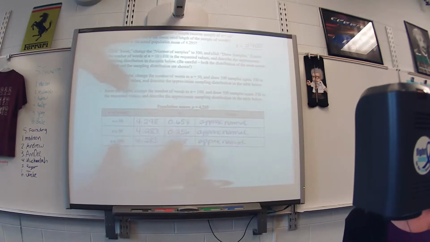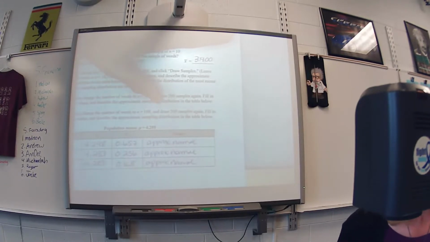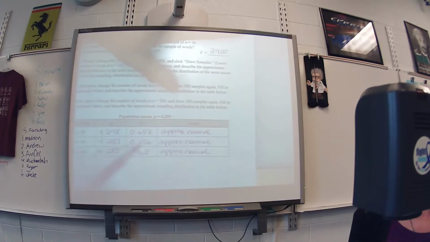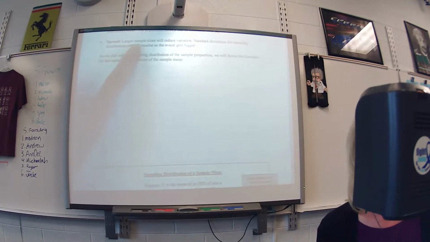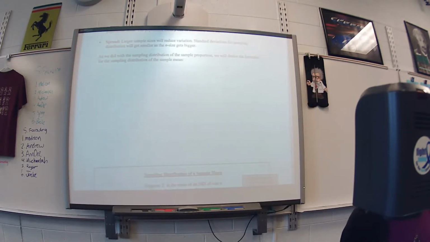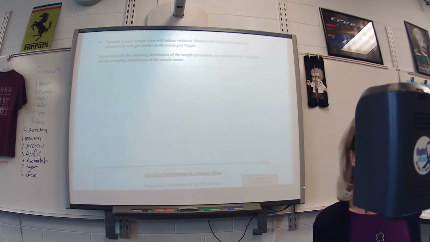Now, we also wouldn't necessarily know 2.119. And if these keep changing, how are we supposed to use these to estimate 2.119? Well, that's the formula that we're now going to derive. Larger sample sizes will reduce variation, but now let's talk about reduced variation, specifically how much.